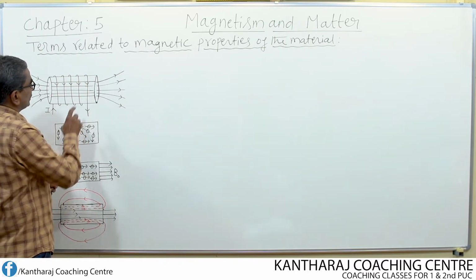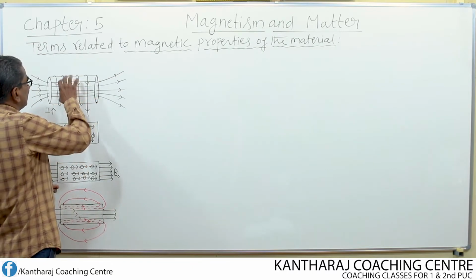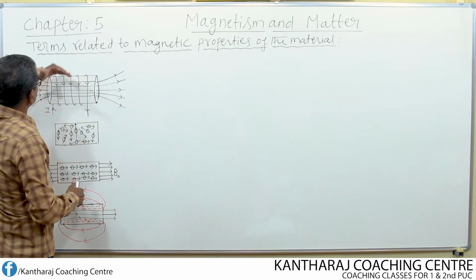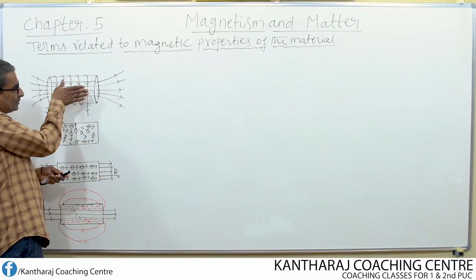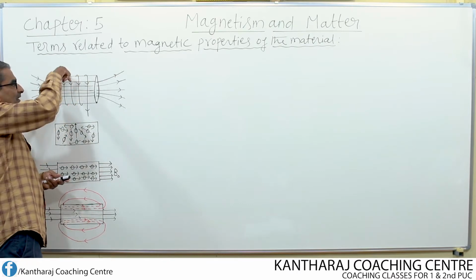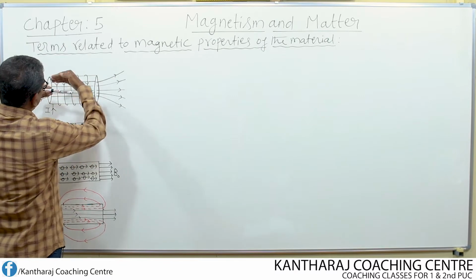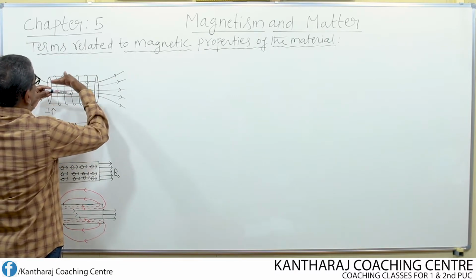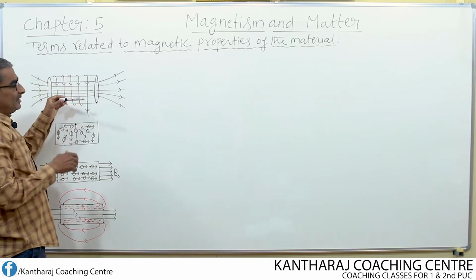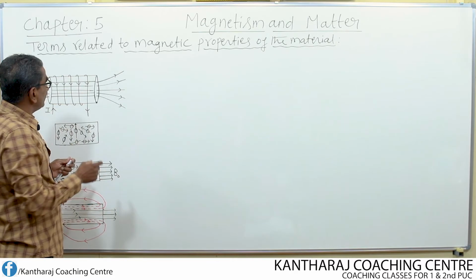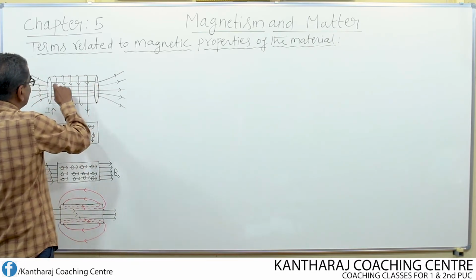When we pass current through the solenoid, a magnetic field is set up both inside and outside the solenoid. Outside means at the upper region, the lower region, and also at the front and the back of the solenoid. All around the solenoid there will be a magnetic field, and as we move away from the solenoid, the magnetic field goes on decreasing. The magnetic field is strong and uniform inside the solenoid.